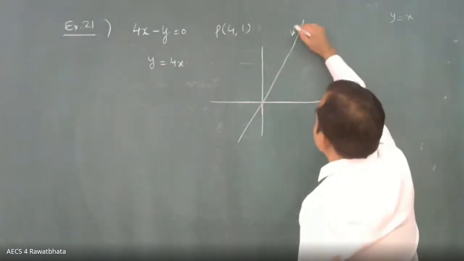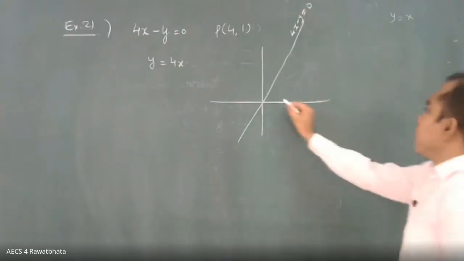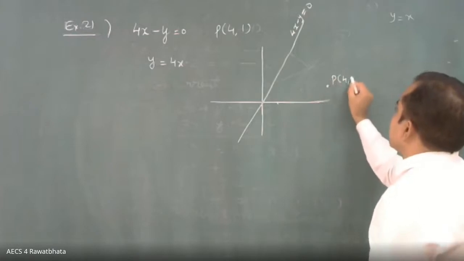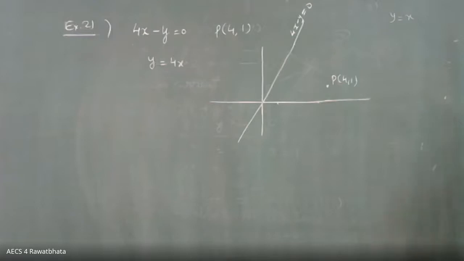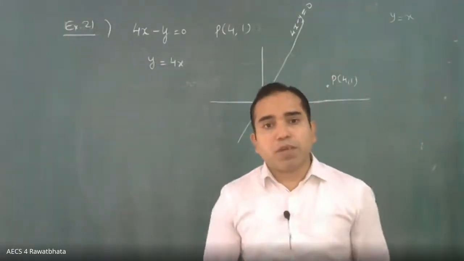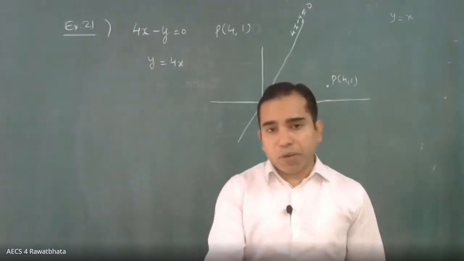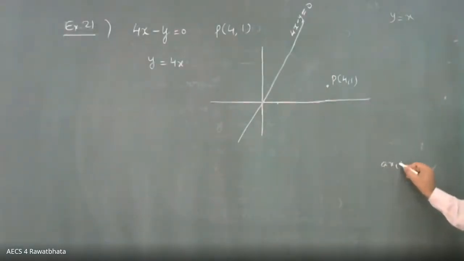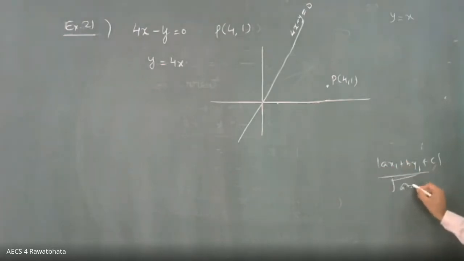Okay, fine. And then another point is there, (4, 1), somewhere here. 1, 2, 3, 4, (4, 1) somewhere here. This is the point, and I have to find its distance from this line, but not the perpendicular distance. If they only said find the distance of the point P(4, 1) from the line 4x minus y equal to 0, then we would find only the perpendicular distance, and the formula is the magnitude of ax1 plus by1 plus c divided by the root of a square plus b square. This can be applied.